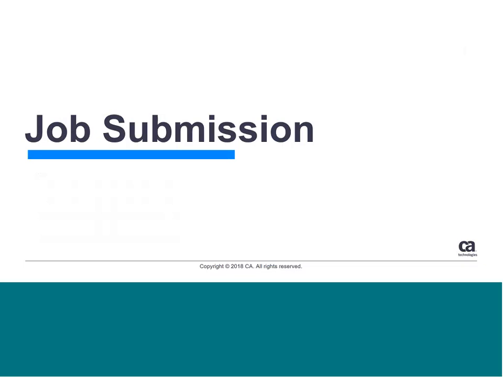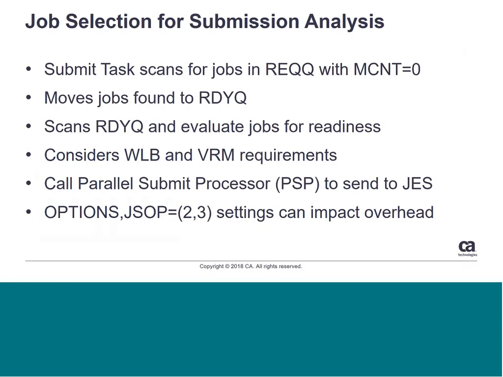What we then look at is job submission. So we've got the jobs in the queue. We now need to go through this job selection for submission analysis. And again, job submission isn't just a single thing. It does lots and lots of stuff. So, for example, first of all, it will scan jobs in the queue to pick up anything that has a master count of 0, i.e., they have no requirements anymore, so they can be moved into the ready queue. It then has to scan the ready queue and evaluate jobs for readiness, and that includes things like workload balancing and virtual resource analysis.